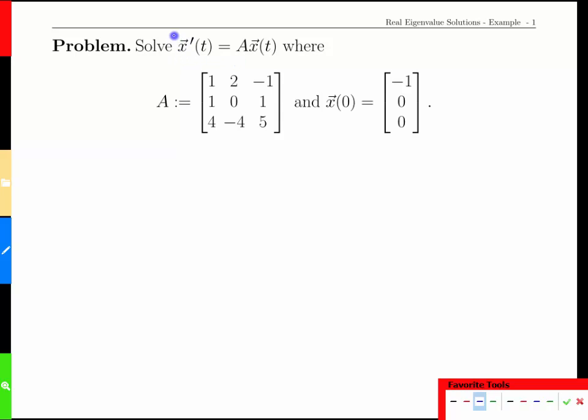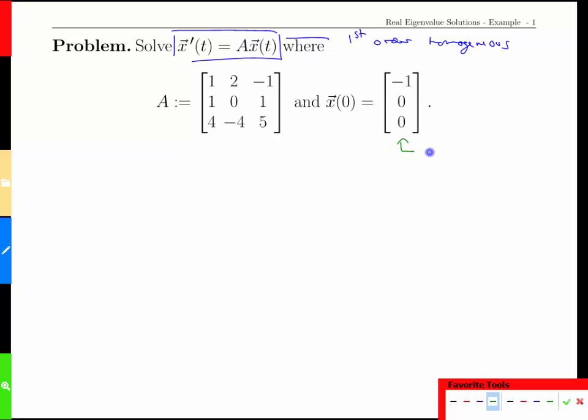In this example, we're considering again a first-order homogeneous system, and that means that our goal is to compute the eigenvalues and eigenvectors of the matrix A, which really defines the relationships in this system.